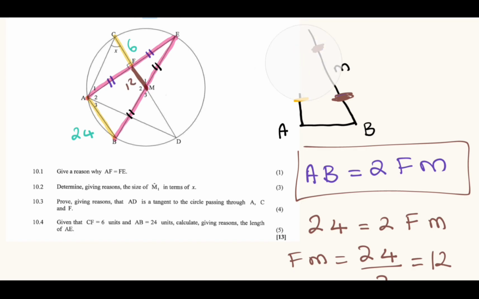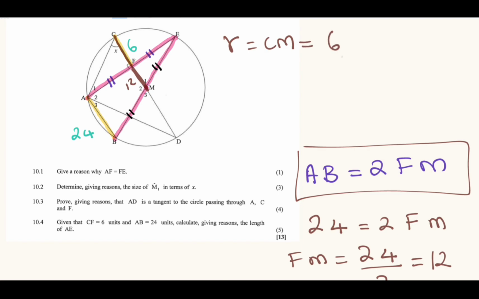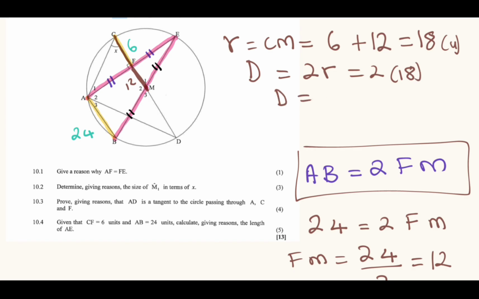So we shift our focus to the circle. From here, we can see that from C to M is the radius. So the radius is equal to CM, and that CM is equal to CF, which is equal to 6, plus FM, which is equal to 12. So 6 plus 12 will be equal to 18 units. So our radius is equal to 18 units. If the radius is equal to 18 units, then our diameter is 2 times the radius. So 2 multiplied by 18 will be equal to 36 units. So our diameter is equal to 36 units.